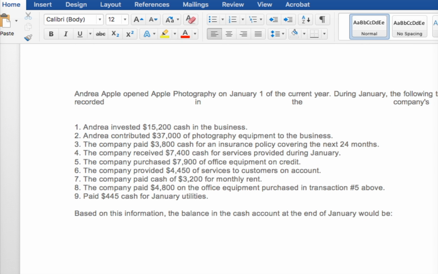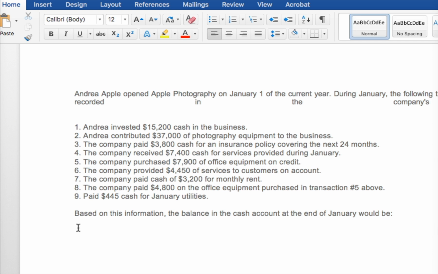Okay, last one for this chapter. Andrea Apple, and this one cuts off again. But basically, let's look at the question at the bottom here. Based on the information provided here, the balance in the cash account at the end of January would be what?